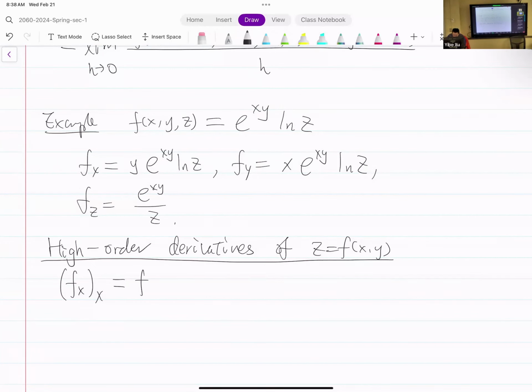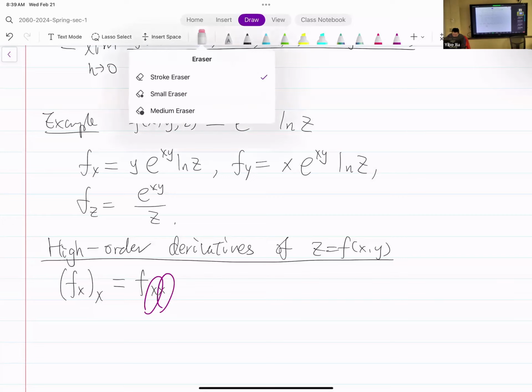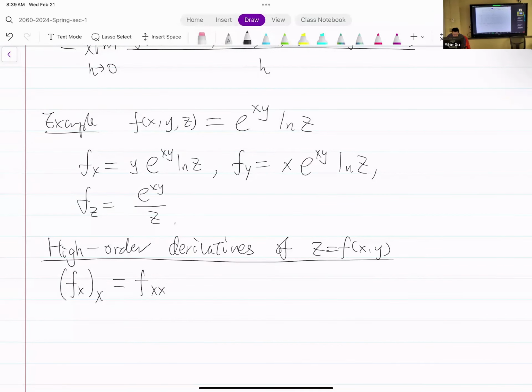But then we can abbreviate this notation by getting rid of the brackets. So it's f sub xx. This is good enough to indicate that I'm gonna do the partial with respect to x first and then x again. Okay, f sub xx. And also I can just write f sub 11 to indicate that I'm doing the partial with respect to the first variable and then with respect to the first variable again.